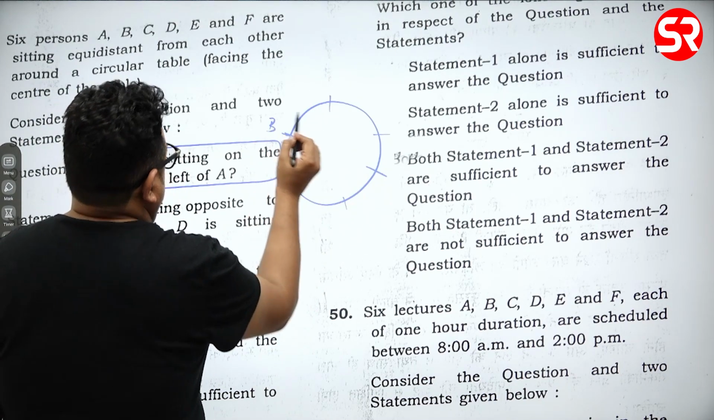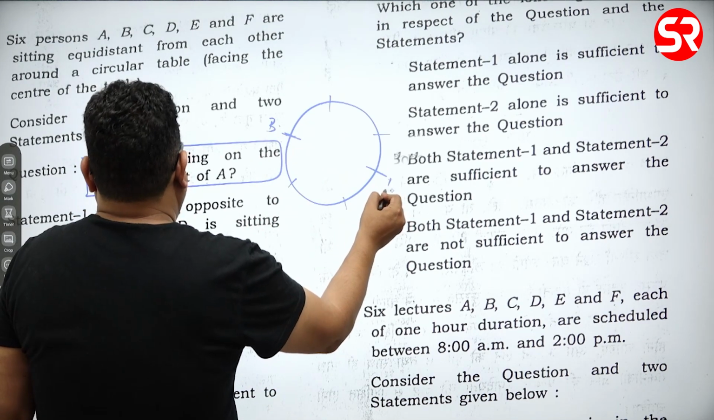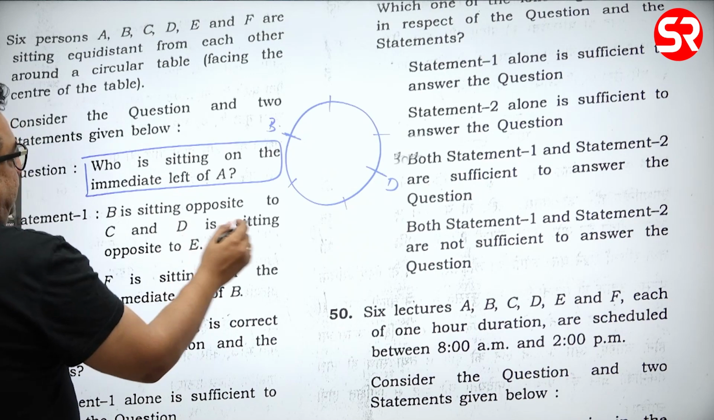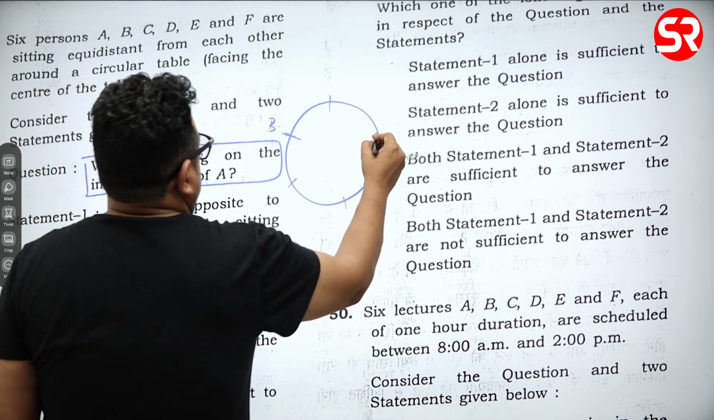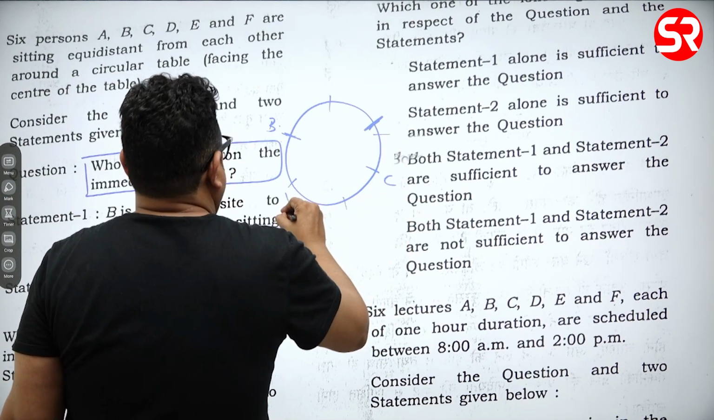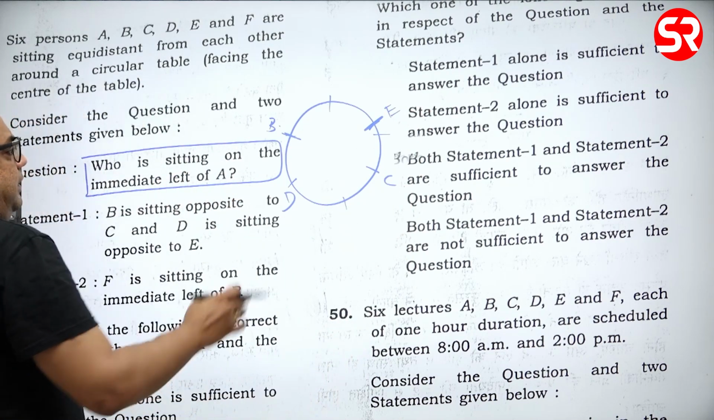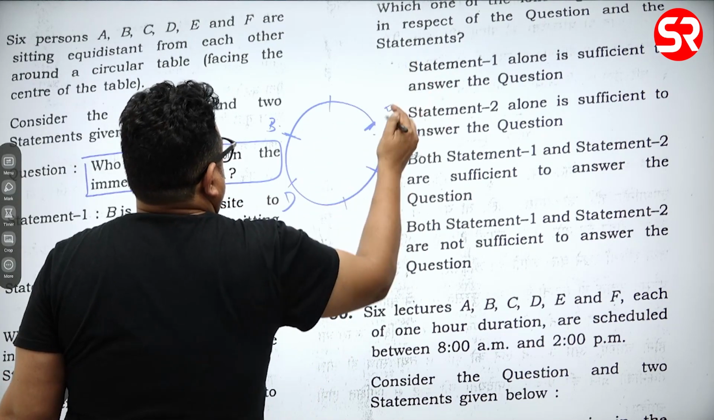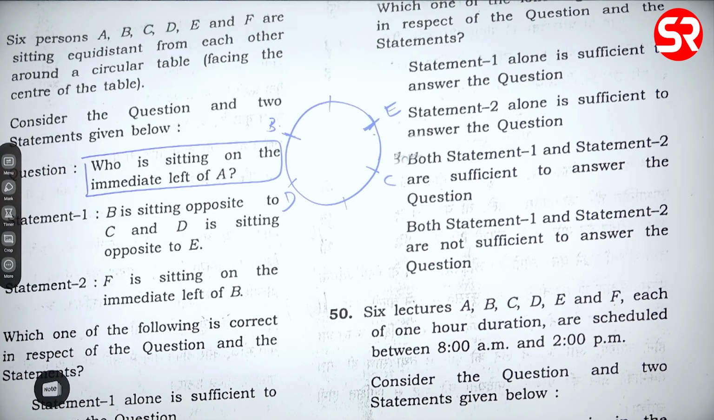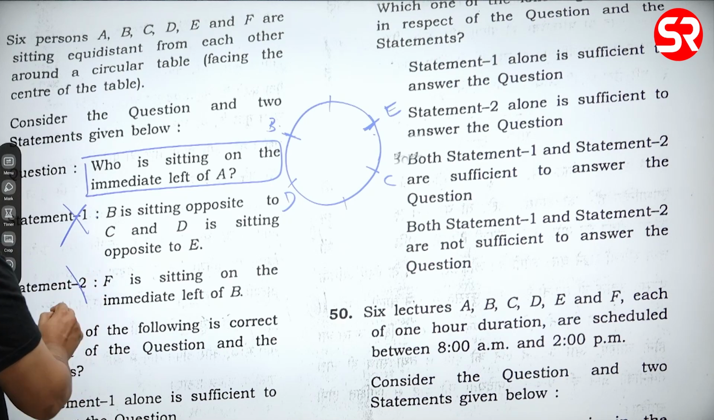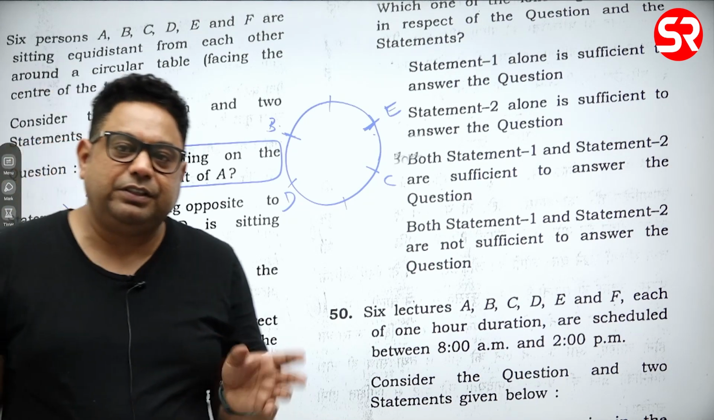B is sitting opposite to C, and D is sitting opposite to E. So this is D, then this is E, something like this, right? So kindly erase this portion. D is sitting opposite to E. Alright, but that doesn't give you the value of A at all, so statement 1 is futile. Statement 2, F is sitting immediately left to B, so it does not give you who is sitting immediately left to A.